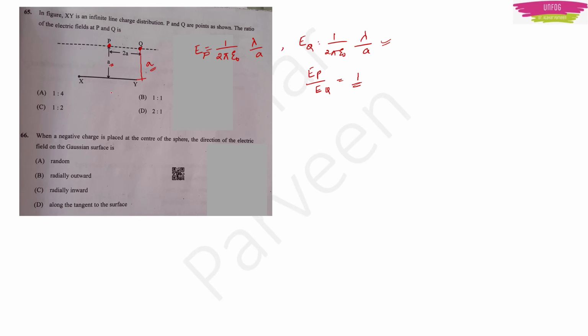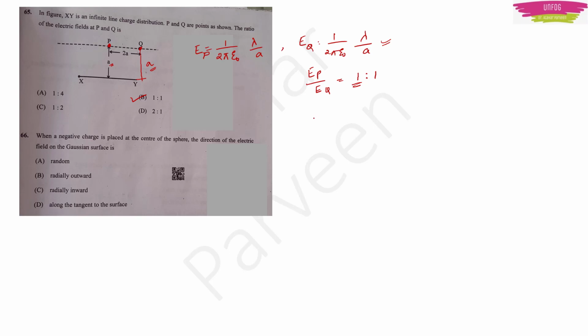So option B, 1:1 is the right answer. So this will be 1:1. Okay, next question. When a negative charge is placed at the center of the sphere, the direction of the electric field on the Gaussian surface is.